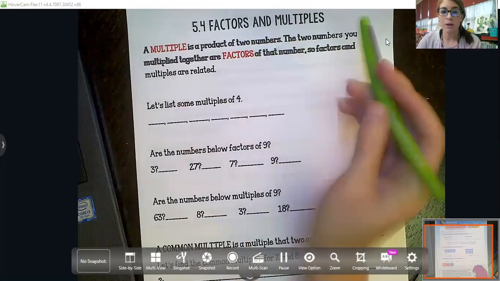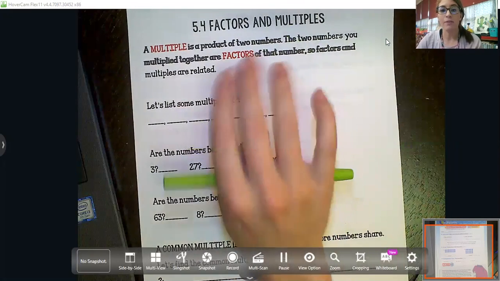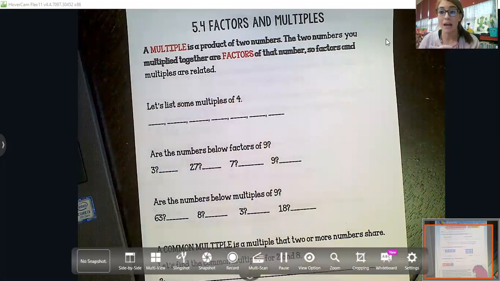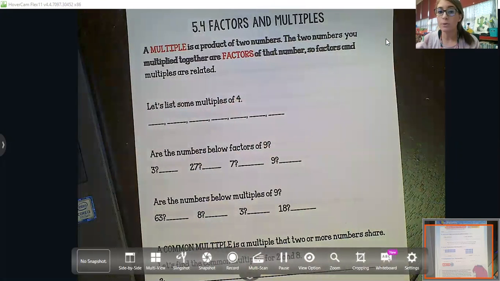Okay, so we already talked about factors last week, about how factors are those numbers that we multiply together to get a product. Multiples are the products of those two numbers that you multiply together. So factors and multiples are related in that way because you multiply factors together to get a multiple.